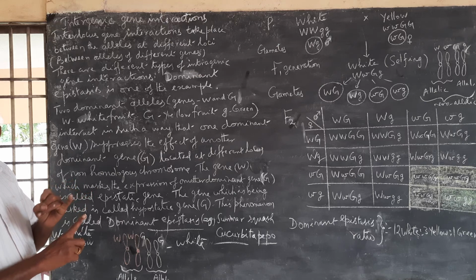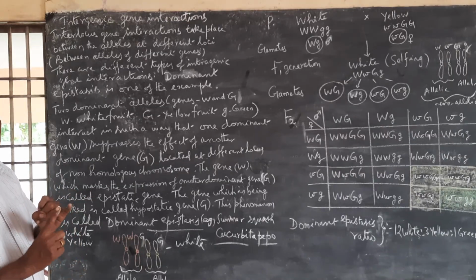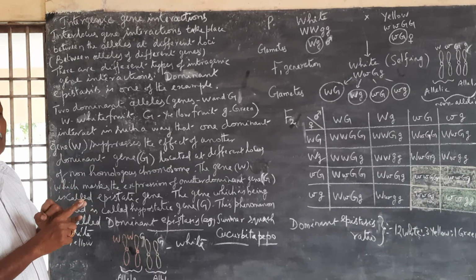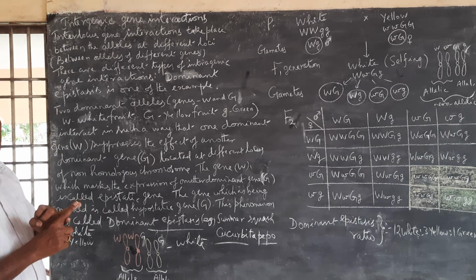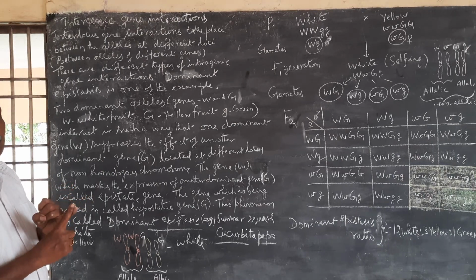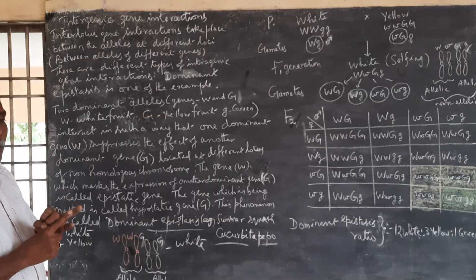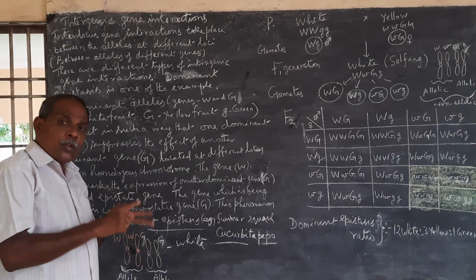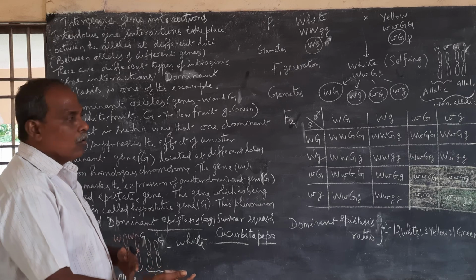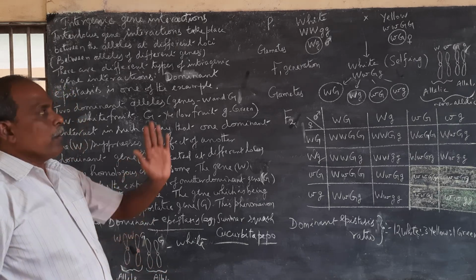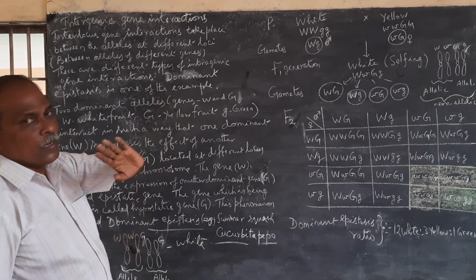The gene which masks the expression of another dominant gene is called the epistatic gene. The gene which is being masked is called the hypostatic gene. So white is epistatic to yellow. Yellow is hypostatic to white. Then yellow is dominant over green. Okay, so now a cross is made between a white fruit variety and a yellow fruit variety.